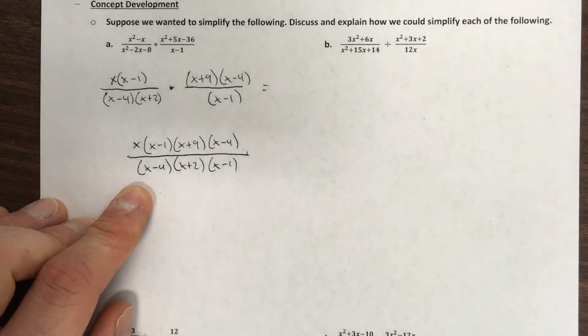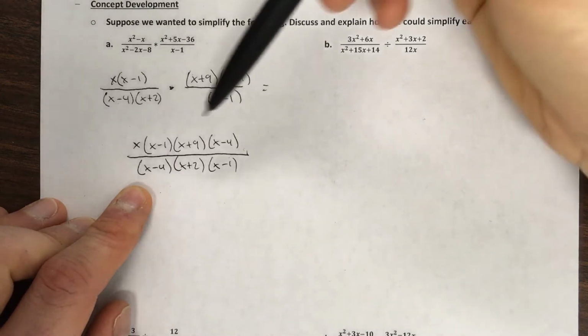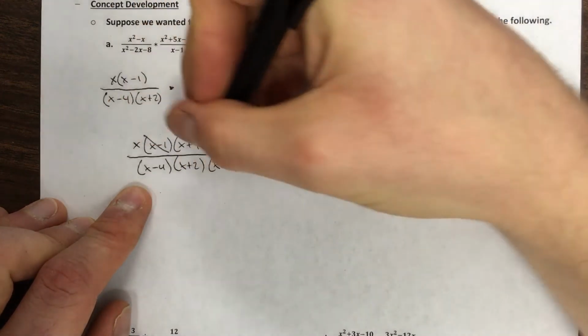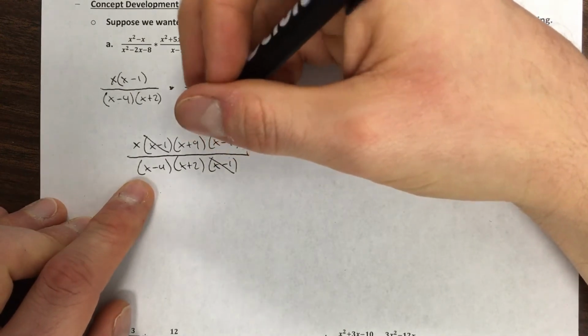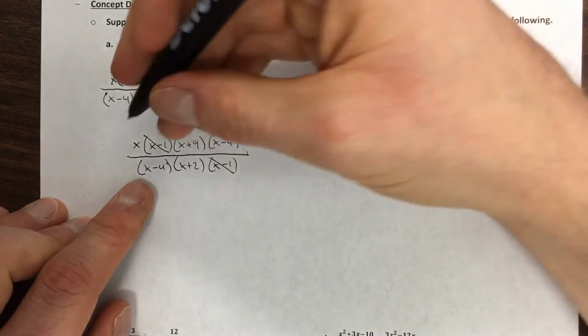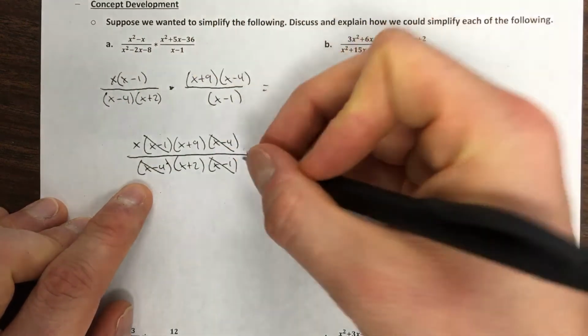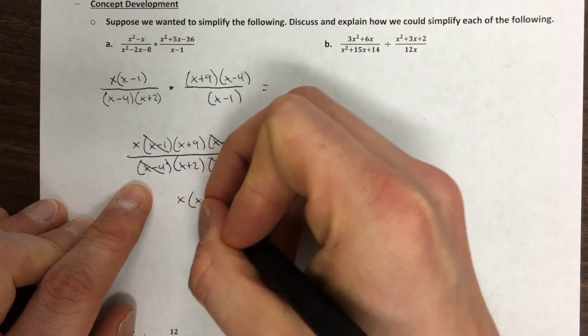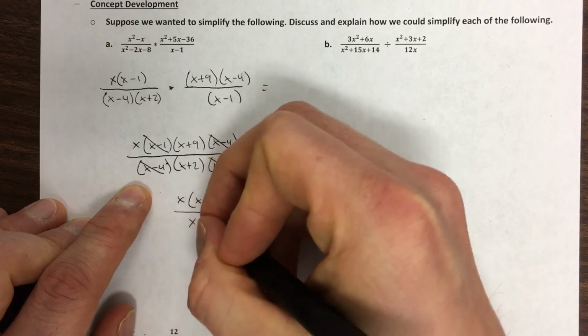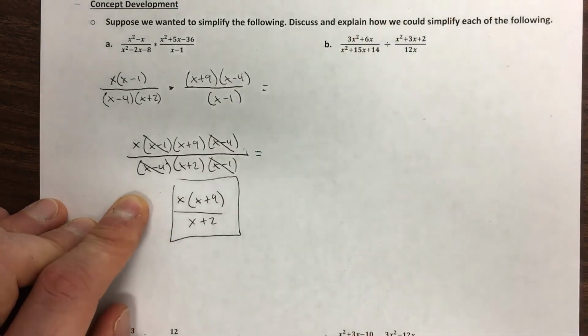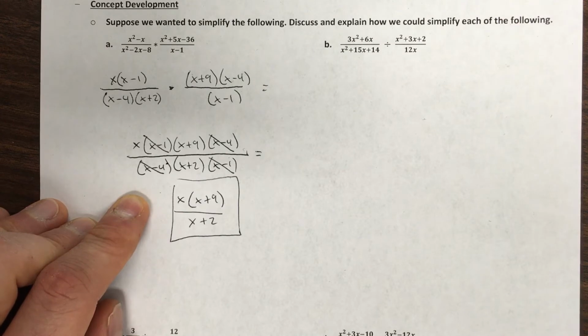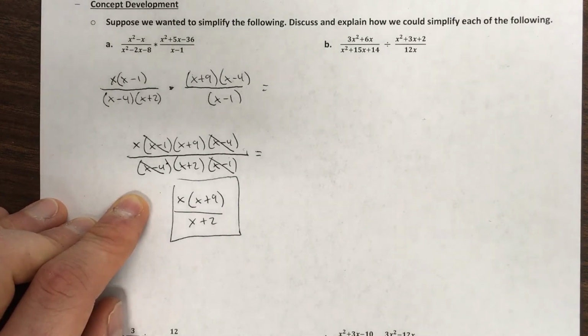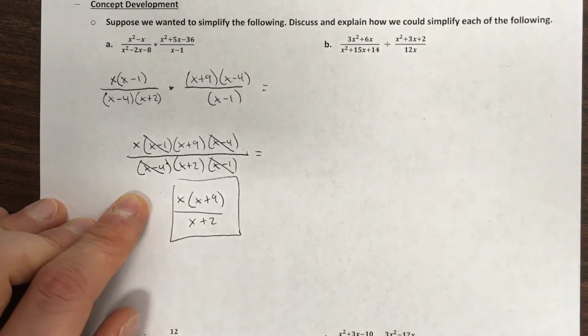And now hopefully when we do this, we can simplify things that we notice in the numerator and denominator. So here, x minus 1, those would go away. Here, x minus 4, those would go away. And so what we're left with is x times x plus 9 over x plus 2. So that's how we can multiply fractions, multiply rational expressions.